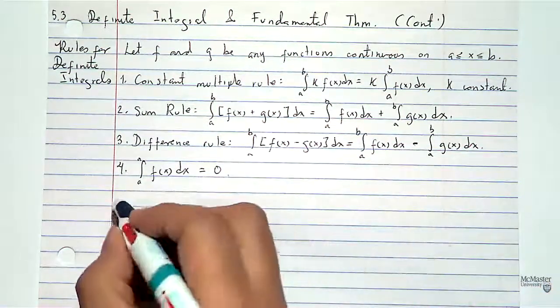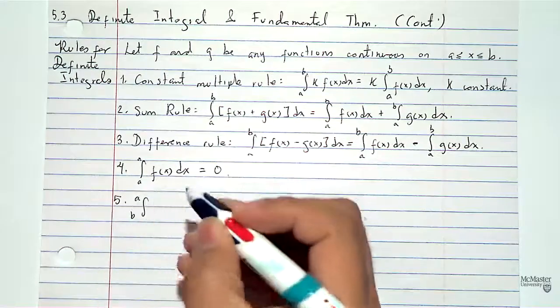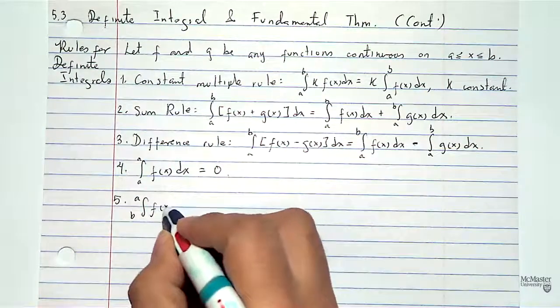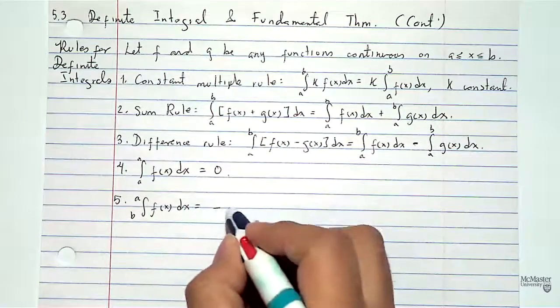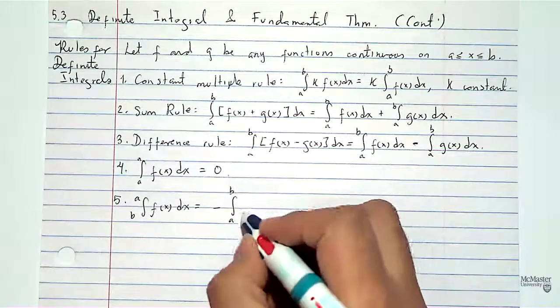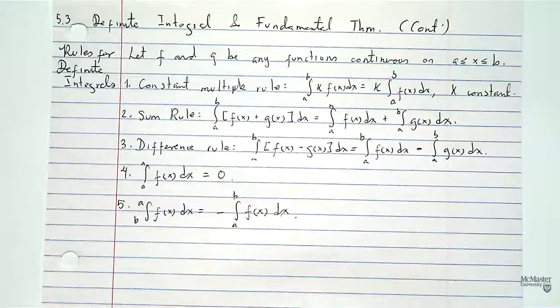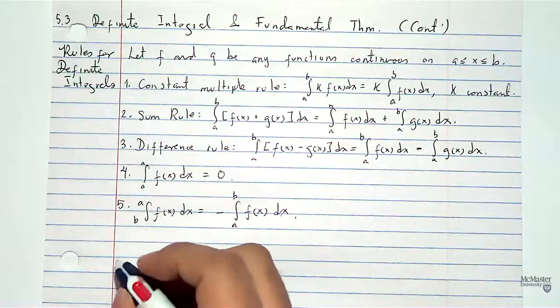The fifth rule is that the integral now from b to a of f of x dx is equal to minus the integral from a to b of f of x dx. You want to understand how this works? Basically, it's because you're taking the intervals in reverse order. So that's why you have the minus sign.